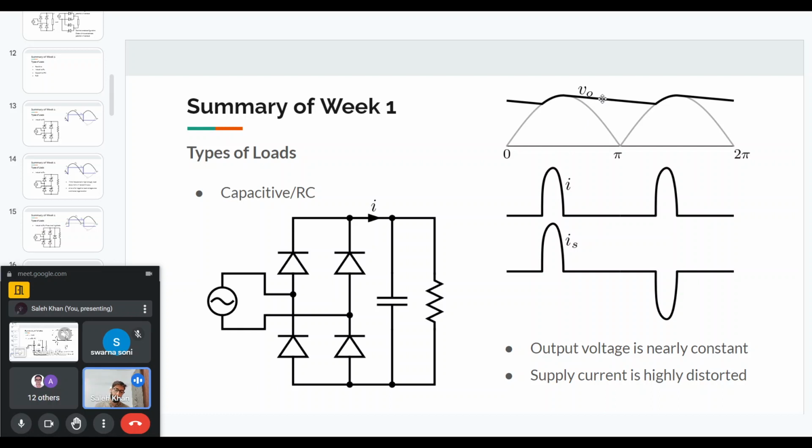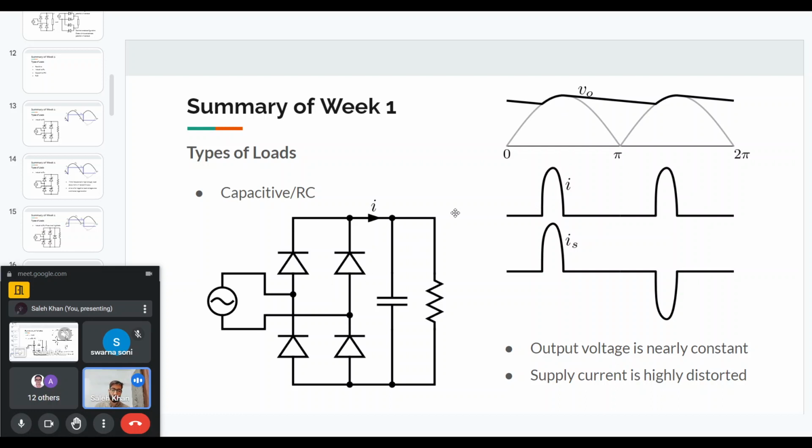But at this point, once the output voltage intersects with the rectified supply voltage, these diodes will turn on. They will be forward biased. Only then will we get some current from the supply, and this current will charge the capacitor again. So the capacitor voltage will keep on charging. It will follow the supply voltage, and once it reaches the peak, it will again retain the voltage, and the diodes will again be reverse biased.